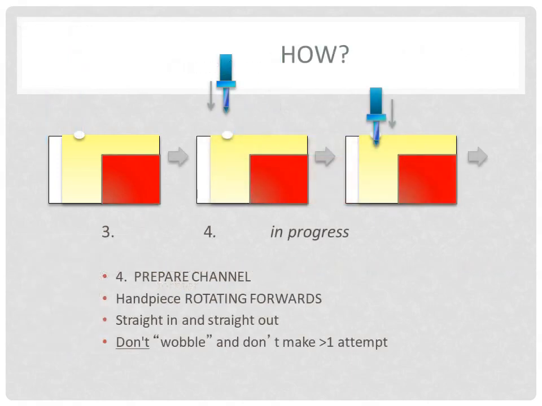4. Prepare the channel. Use the slow speed latch handpiece, making sure the handpiece is rotating in a forward direction. Move straight in and straight out of the dentin. Other motions and/or additional attempts lead to a pin channel with a large diameter. The pin will not be retained as intended.